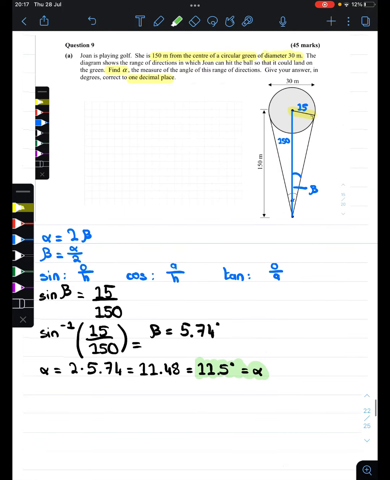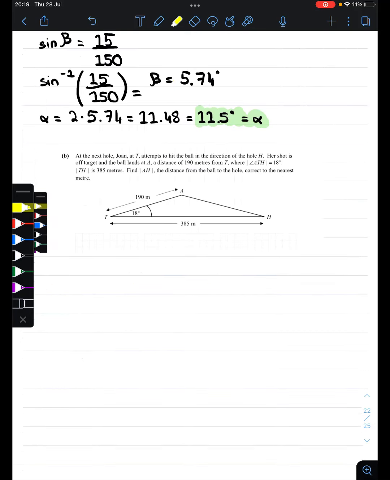Now this is a very nice question if you notice that the line from the center to where the ball is splits the angle in two. That's kind of the trick in this question to see. Now on to part B.